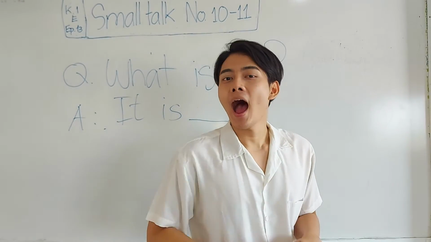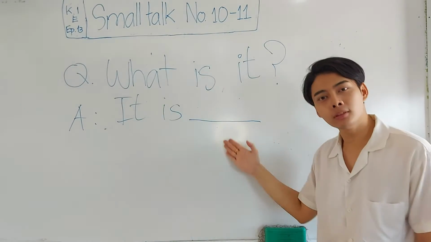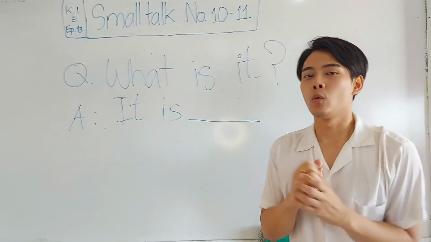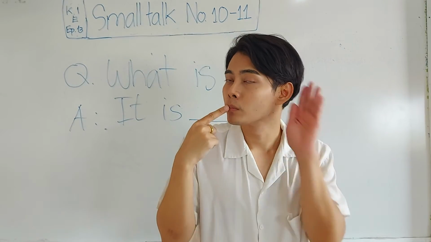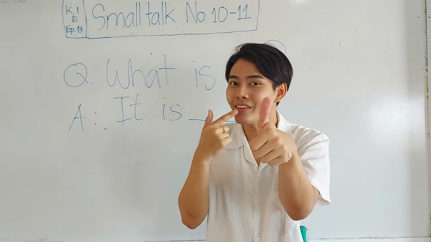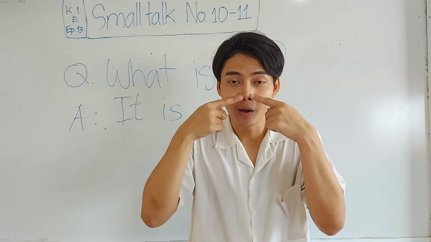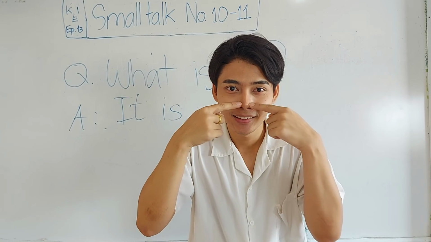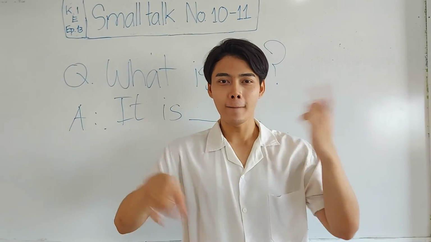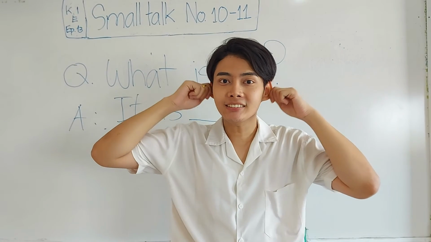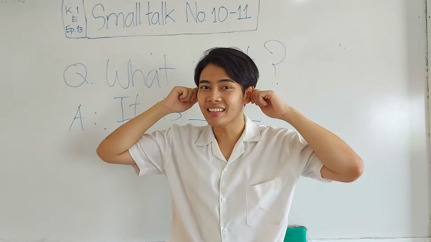Okay, I don't talk anything. Your turn. Okay, I ask you what is it and point something. You can answer me. Okay. 1, 2, 3. What is it? Very good. It is a mouse. What is it? Very good. It is a nose. What is it? Very good. It is an ear.